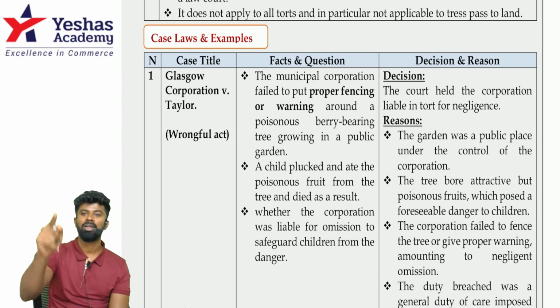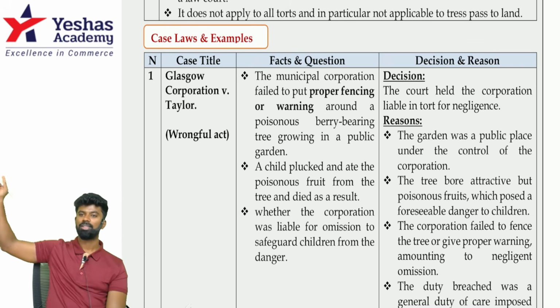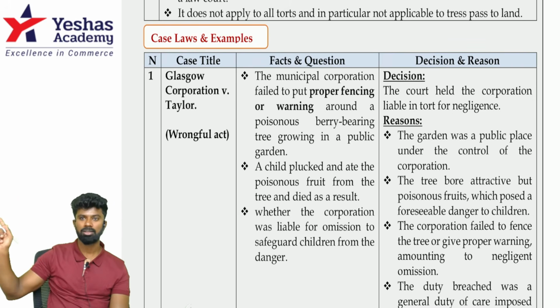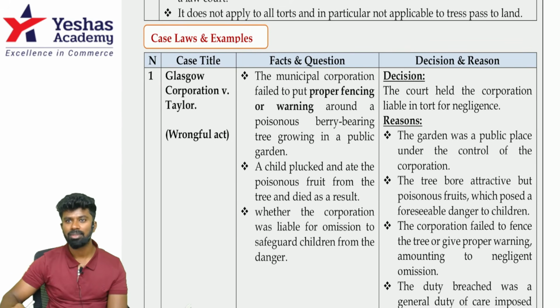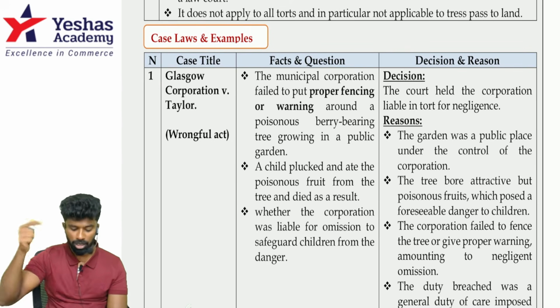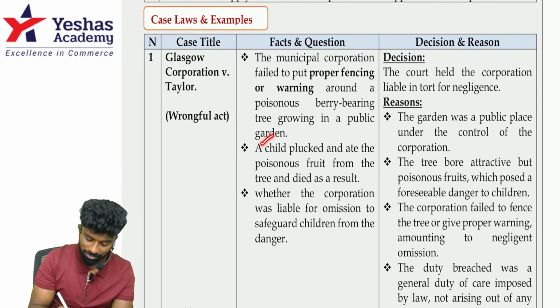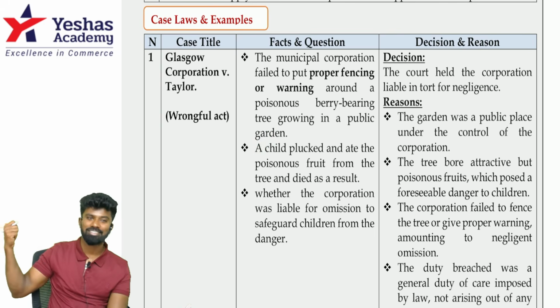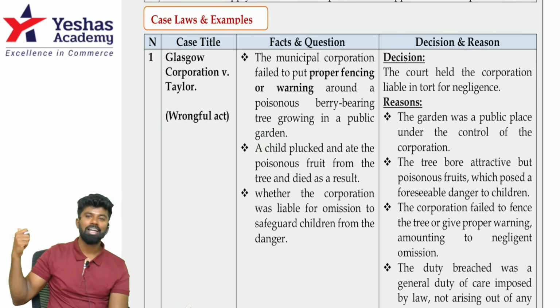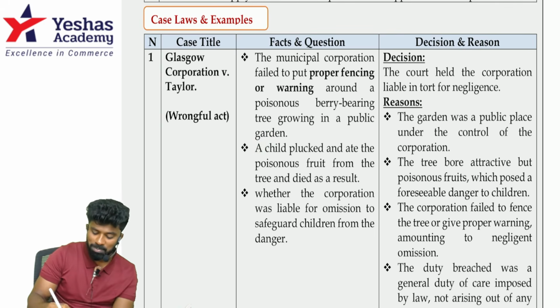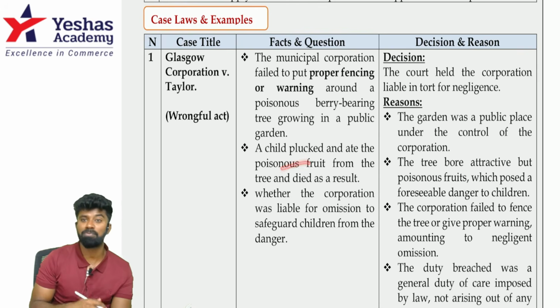Let's assume public garden Lal Bagh. In that Lal Bagh there is a berry bearing tree. What tree? Correct, right? Continue, beta. Continue. A child. A naughty child. What has he done? He plucked and ate the poisonous fruit.